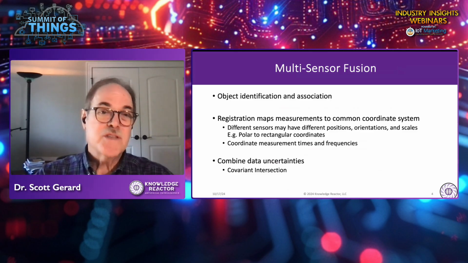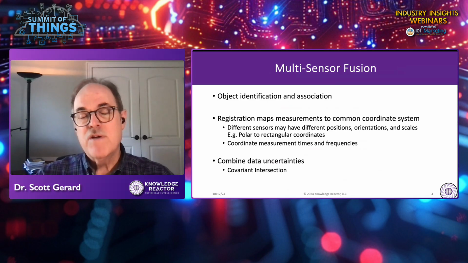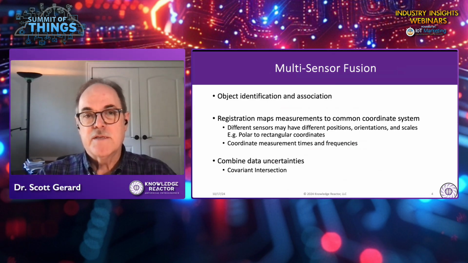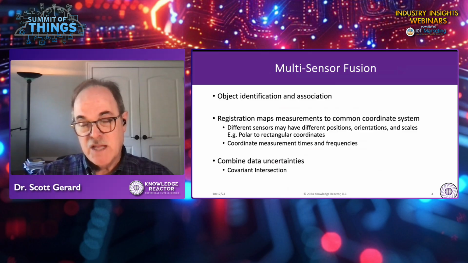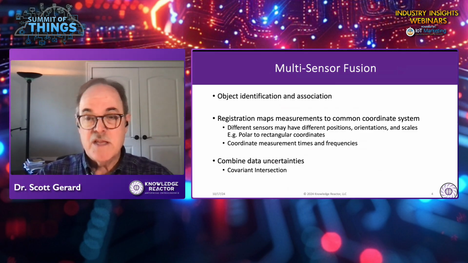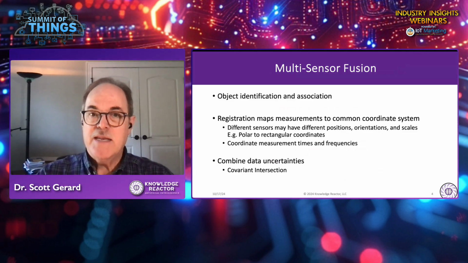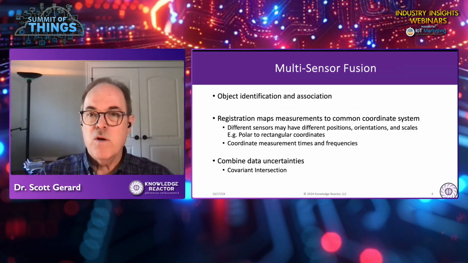You've also got to do some kind of registration, and move everything down to a common coordinate system. If you've got a lot of different sensors and they're in different positions and they've got different orientations and maybe different scales, how do you combine all that data? Well, you want to go to a common coordinate system.